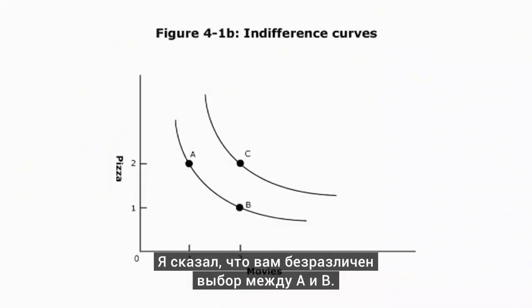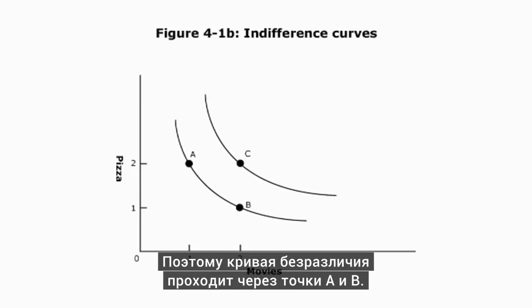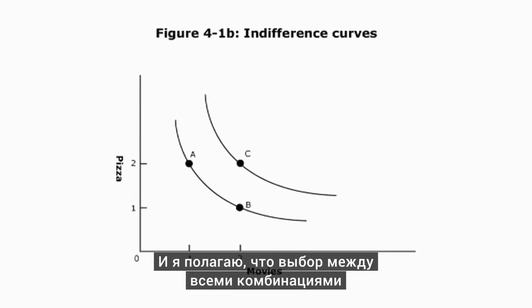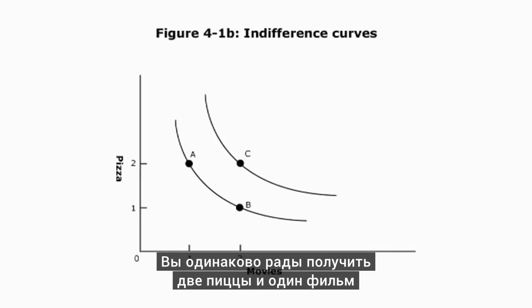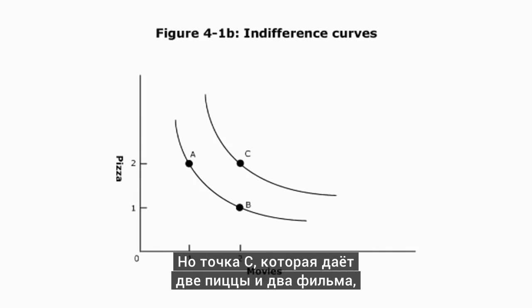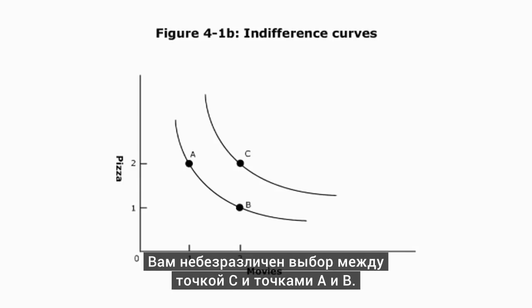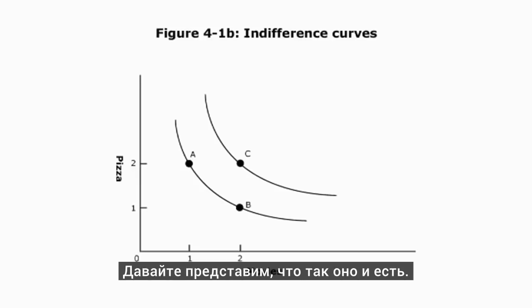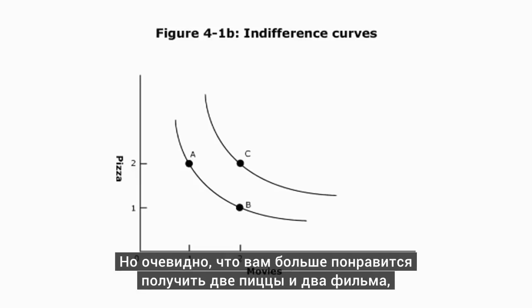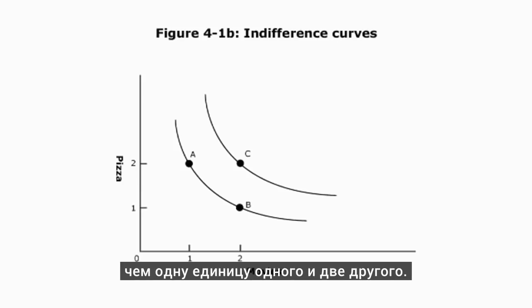So you have an indifference curve. I said you were indifferent between A and B, so you have an indifference curve that runs between A and B. That means I'm assuming that all combinations along this curve you're indifferent. So you're equally happy getting two pizzas and one movie or one pizza and two movies. But point C, which is two pizzas and two movies, is on a different indifference curve. You're not indifferent between point C and points A and B. I'm just assuming this. But you clearly like two pizzas and two movies better than one of one and two of the other.